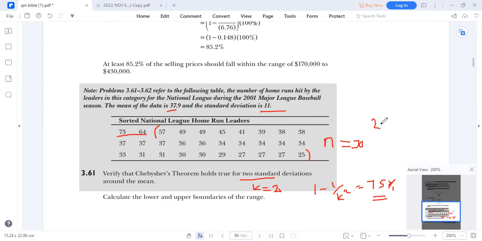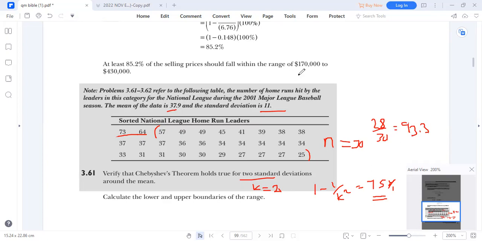28 out of what? Out of 30. The ones that qualify. 28 out of 30. So if we calculate them, 28 divided by 30, is it more than 75%? Yes, it's more. It's giving us 93.3.